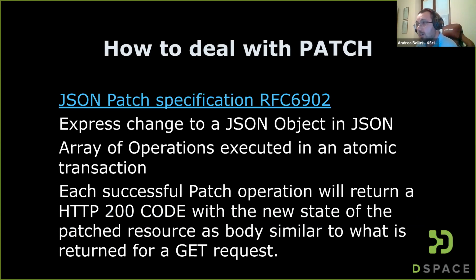Finally, we also decided to implement a specific standard to deal with change on our REST API. And this is the JSON Patch specification. So to make a change to an existing object, you need to perform a JSON Patch request. What is this?